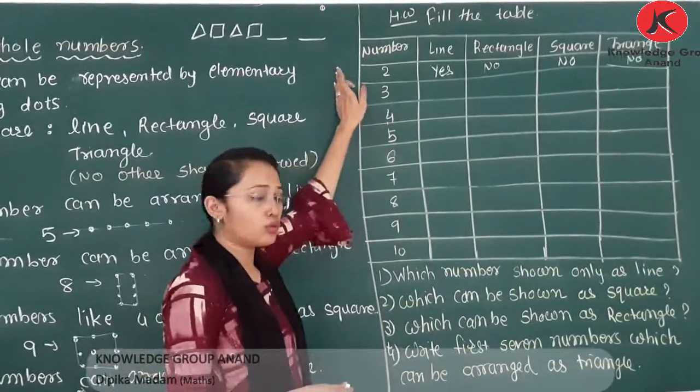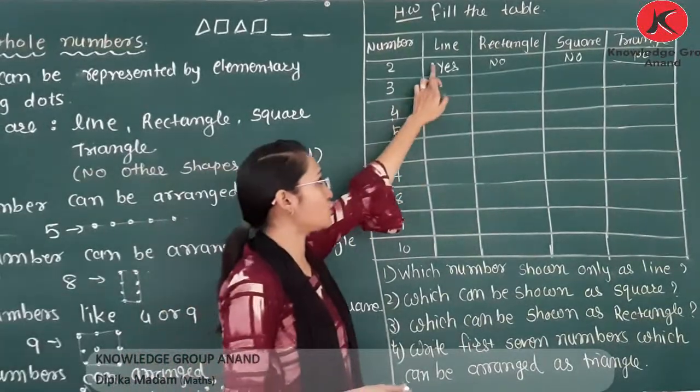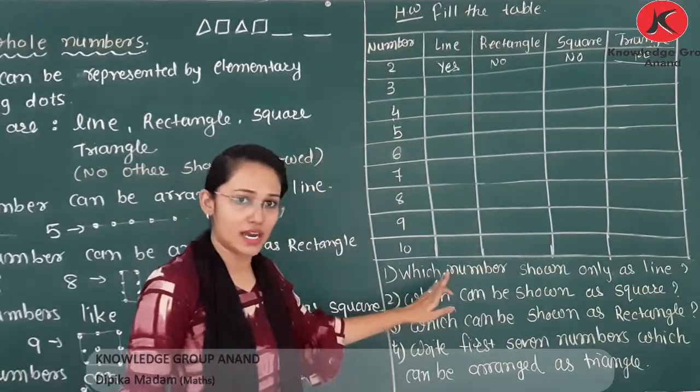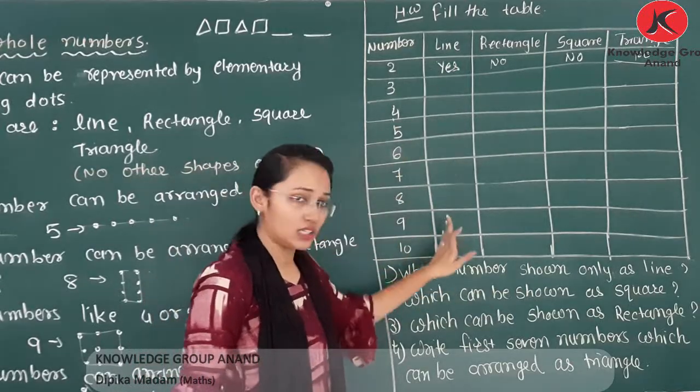Now, from this point, you need to fill up the table that is in your homework. What you have to do? From 2 to 10, you have to fill the table. Which number can be represented as a line? All numbers can be represented as a line, so you have to write yes.